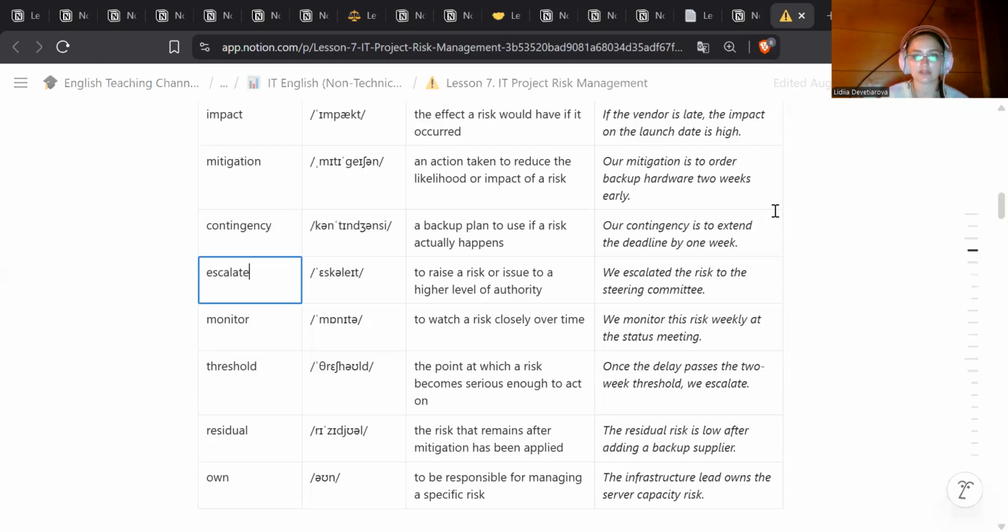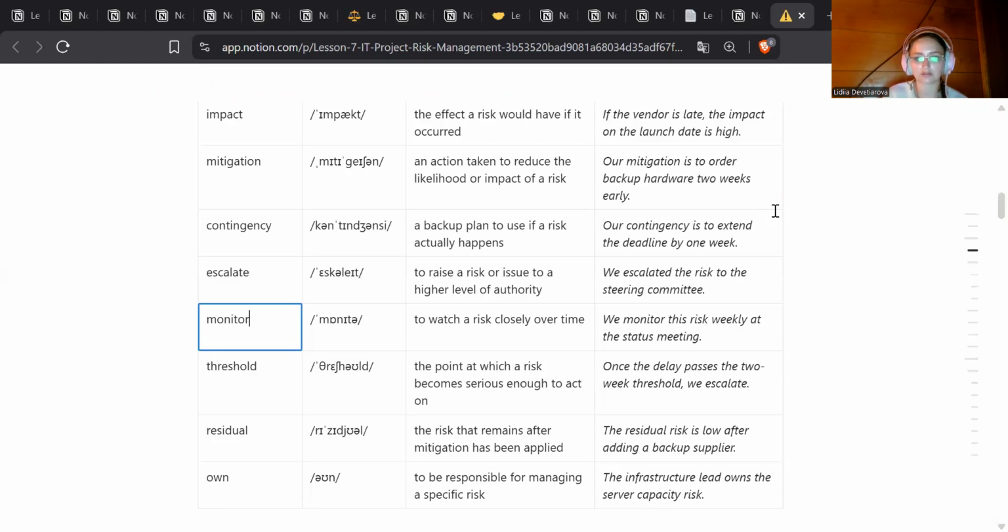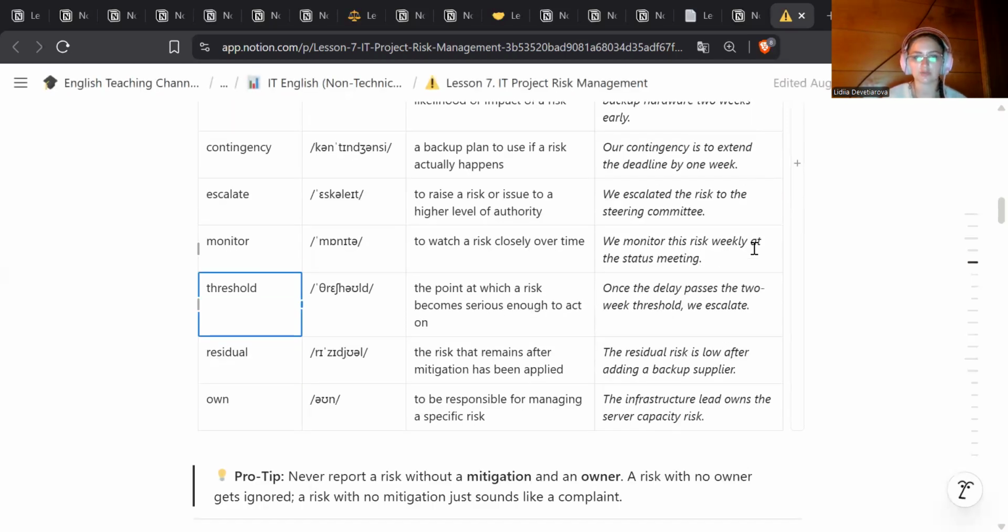Escalate: to raise a risk or issue to a higher level of authority. We escalated the risk to the steering committee. Monitor: to watch a risk closely over time. We monitor this risk weekly at the status meeting. Threshold: the point at which a risk becomes serious enough to act on. Once the delay passes the 2 week threshold, we escalate.